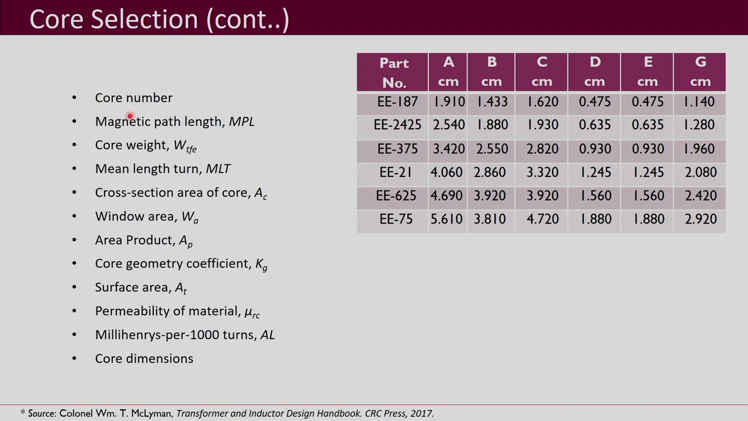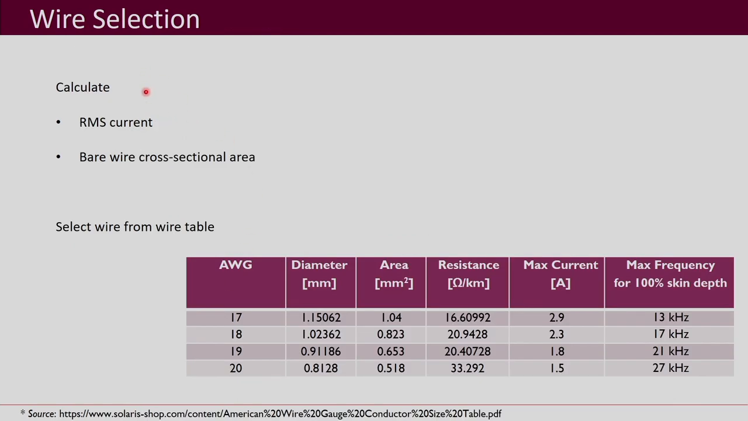That means once you have selected a particular core number, or what you call the part number, you can note down various values of various terms: your magnetic path length, core weight, mean length turn, cross sectional area of the core, window area, area product, core geometry coefficient. Now, this is another term which is actually used in another method of inductor design, but we are not discussing it right now. Then surface area AT, permeability of that material, millihenries per 1000 turns, and of course the core dimensions. So, based on the core selection, you get a lot of values which you can further use for your design purpose. Then the next step is the wire selection.